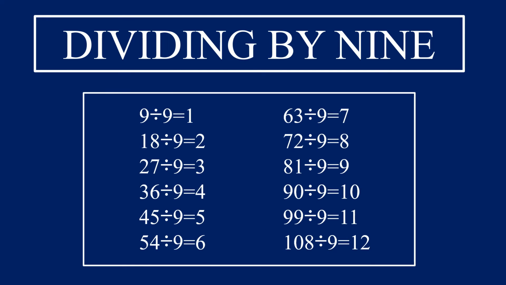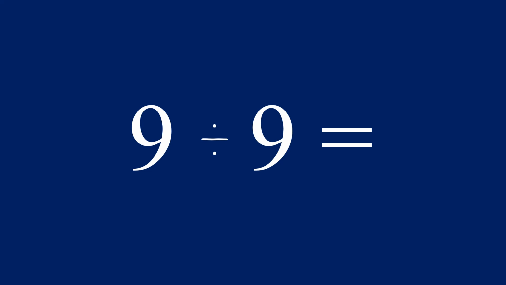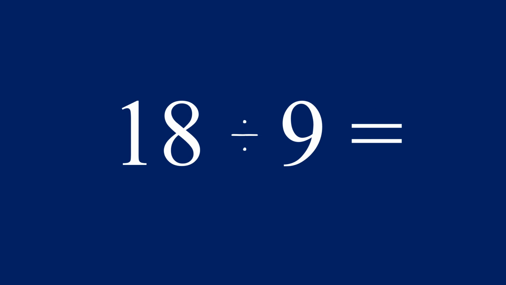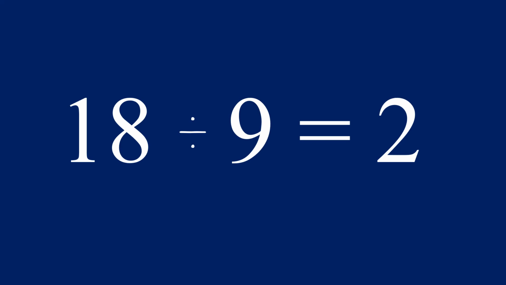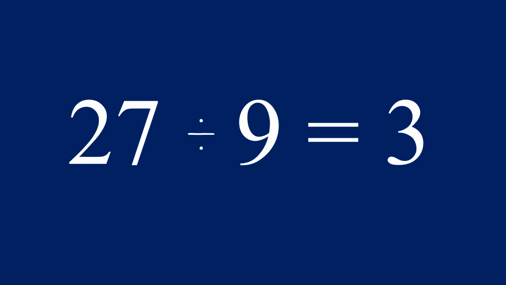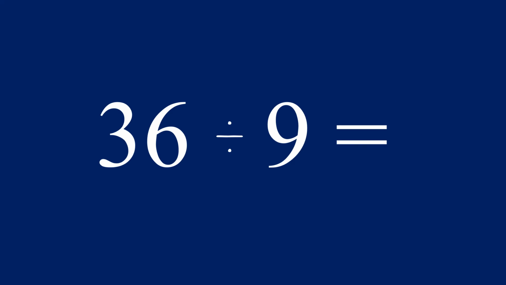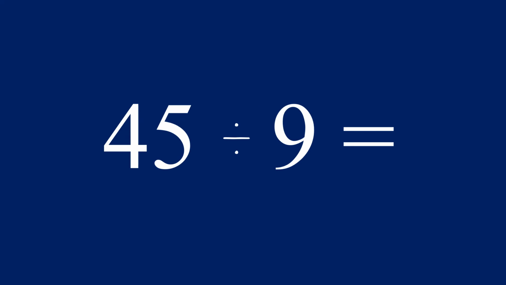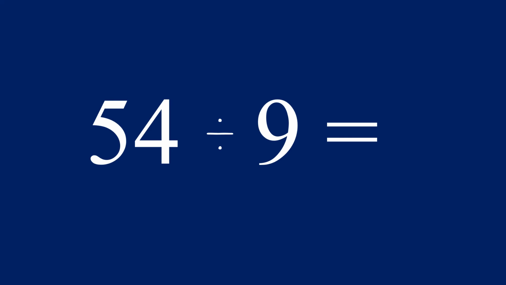Okay, let's practice dividing by 9. 9 divided by 9 equals 1. 18 divided by 9 equals 2. 27 divided by 9 equals 3. 36 divided by 9 equals 4. 45 divided by 9 equals 5. 54 divided by 9 equals 6.